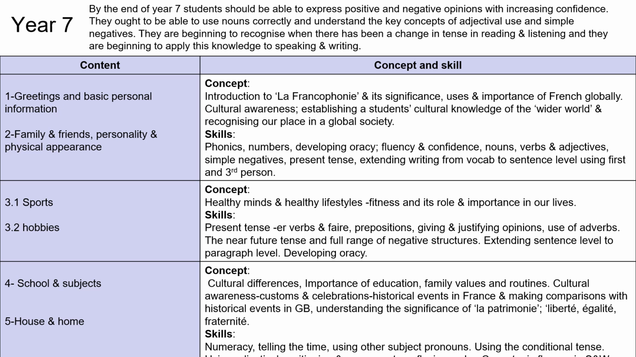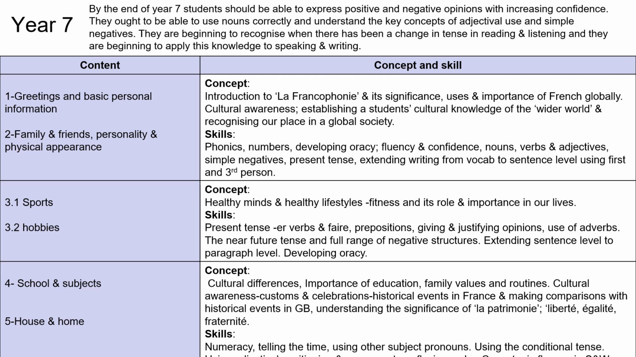In terms of our Year 7 curriculum offer, we want all of our Year 7 students to be able to express positive and negative opinions with increasing confidence by the end of Year 7. Students ought to be able to use nouns correctly and understand the key concepts of adjectival use and simple negatives. Students in Year 7 are beginning to recognise when there has been a change in tense, in reading and listening, and they are beginning to apply this knowledge to speaking and writing.